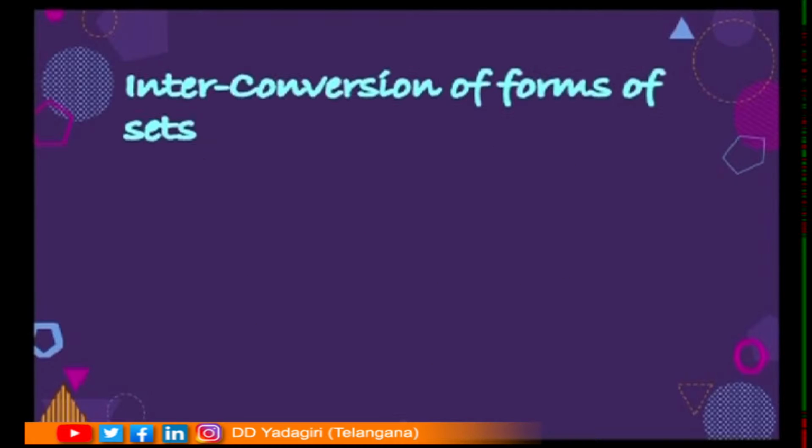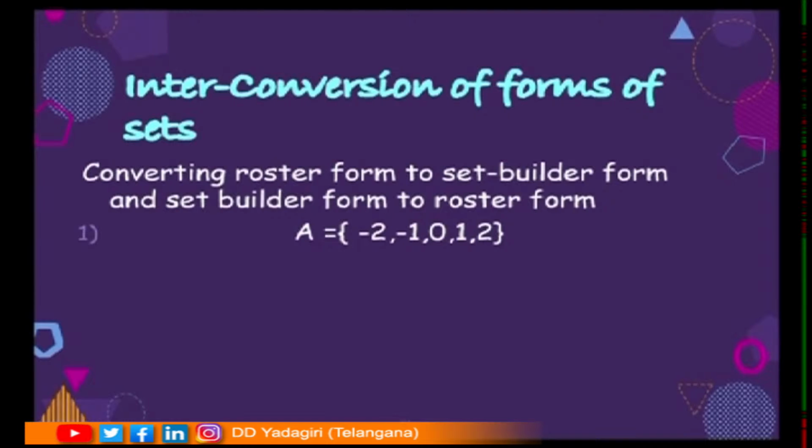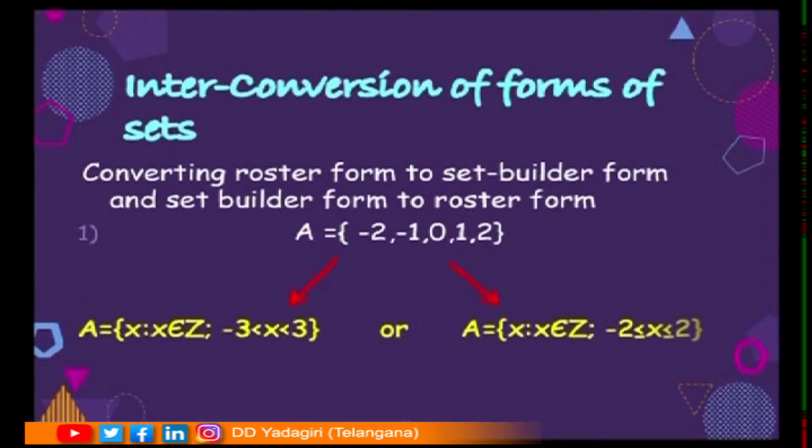Now, let us learn how to write sets from one form to another, that is, converting sets from roster form to set builder form and set builder form to roster form. Let us take an example: A consisting of elements -2, -1, 0, 1 and 2. I can write this in two ways in set builder form. In the first way, I can write it as A, the set of x such that x belongs to integers and x is greater than -3 but less than 3.